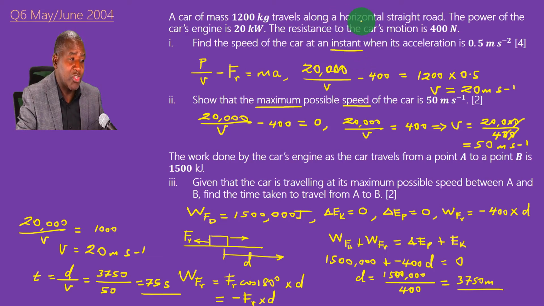This one is a horizontal road. Why didn't they just tell you it is a straight road? Why do they mention horizontal? It's for you to realize that that object does not gain any potential energy, and therefore the gain in potential will be zero. Why did they have to tell you here that it's traveling at the maximum possible speed? So that you can realize if the speed is constant, the gain in kinetic energy is zero.